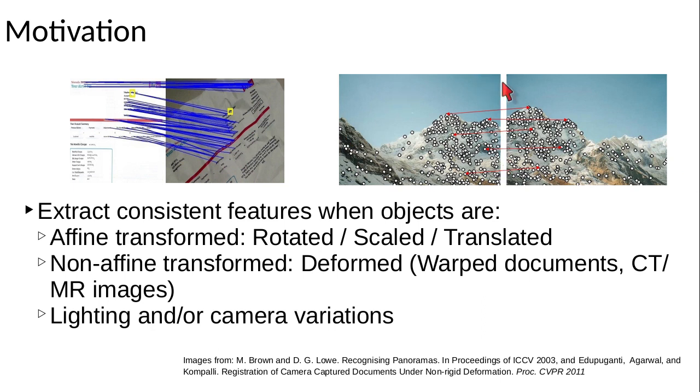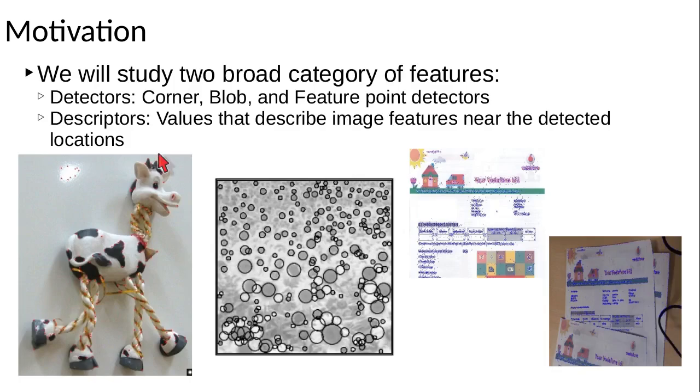This is an example of matching an outdoor scene to create a panorama. These are two different images of the same scene. Point correspondences are found here, and using these point correspondences, the two images can be stitched together. And these kinds of matching algorithms and feature point extraction can be invariant to affine transform, non-affine transform, and lighting or camera variations.